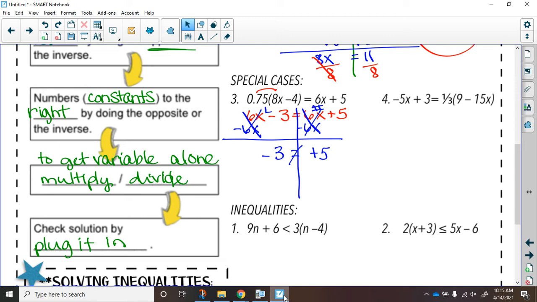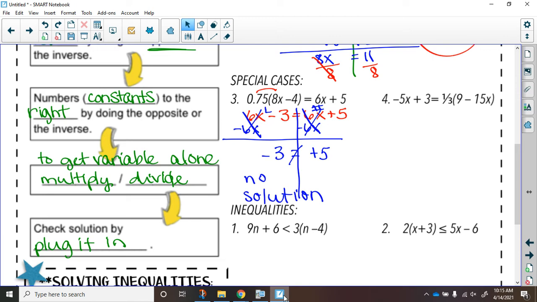So whenever we get this type of answer, it falls under the category of no solution, which is a special case. That means no matter what number we choose, if I plug it back into this equation, it will not equal each other. So let's look at number 4.